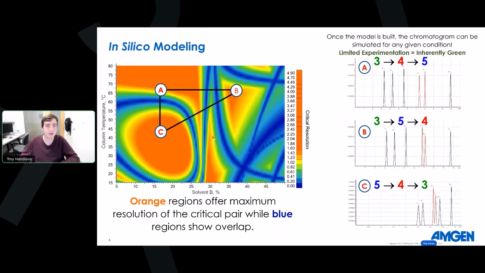So by building this model, it's inherently green as we're using only 9 experiments for the case of the gradient temperature modeling. And we're able to track all of our peak orders and make methods that are really strategically developed without doing a lot of experimentation that would be necessary for the traditional method.